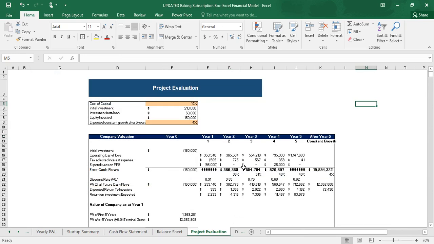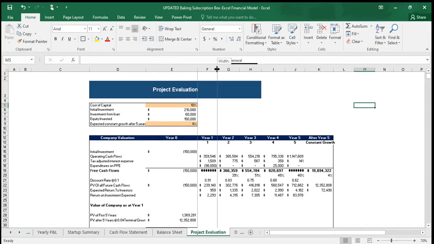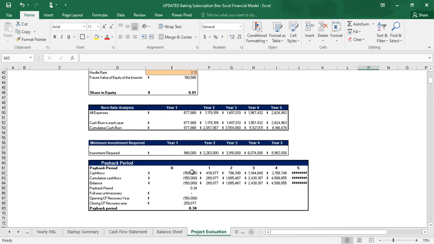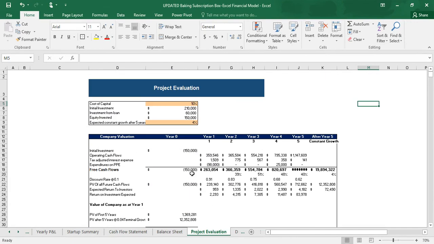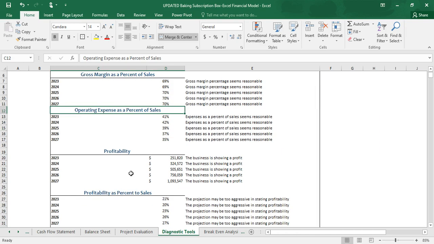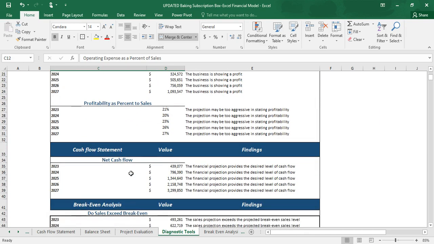In the project evaluation sheet, we have included the company valuation computations as well as our burn rate analysis and our payback period analysis. In the diagnostic tools sheet, we have included the main ratios of the company such as operating expenses margin, profitability ratios, and much more.